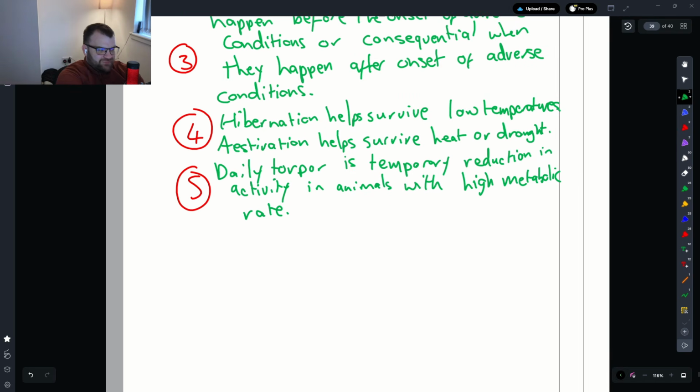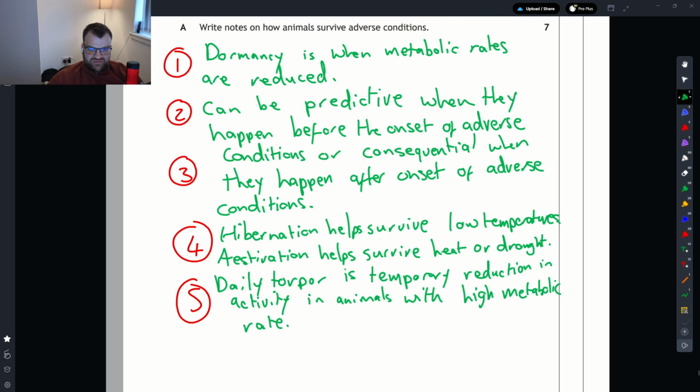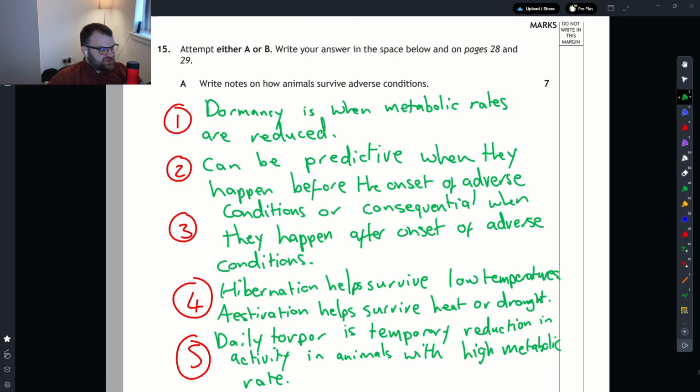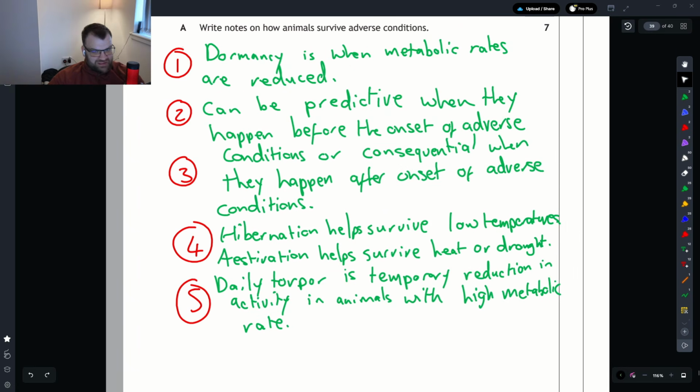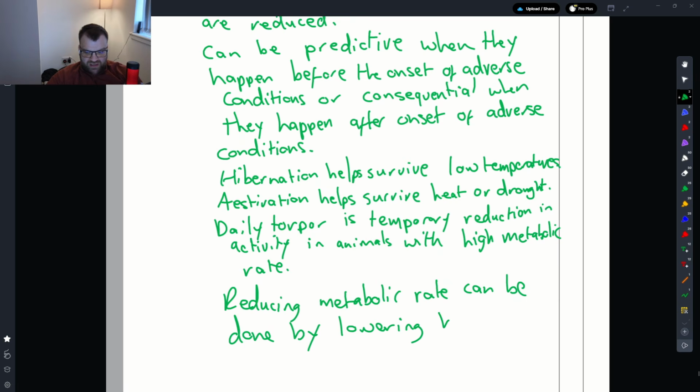So I'm reading through this. I could have or should have said that this allows them to survive the adverse conditions by using dormancy. So animals survive adverse conditions by using dormancy. I might get the mark for saying it, though I've not said it outright, maybe I should have said that. That's one of the ways they can do that. I've talked about the metabolic rates being reduced. What I've not talked about is how they'd actually go about doing that. And that can be done by lowering heart rate and breathing rate.